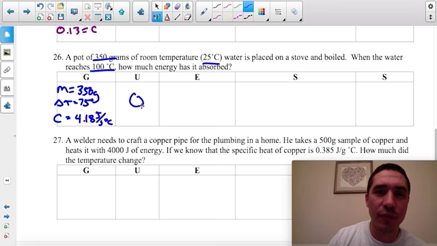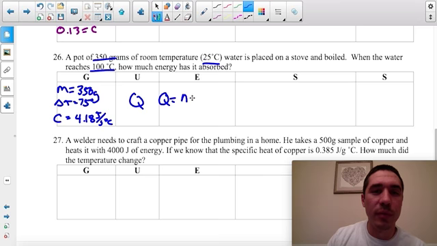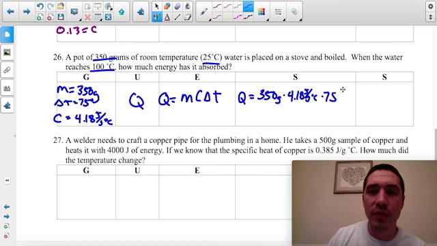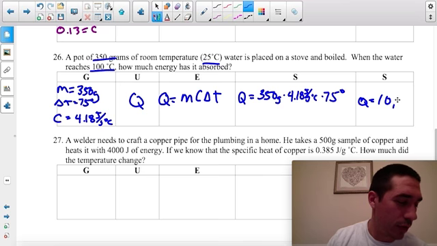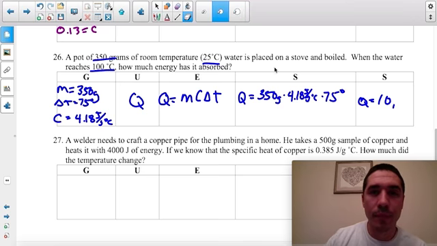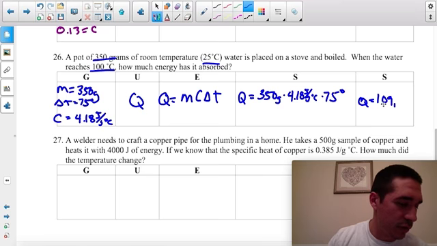And it's asking me to solve for how much energy was absorbed. So my equation, Q is equal to MC change in T. So Q is 350 grams times 4.18 joules per gram degree Celsius times 75 degrees. This one's going to be a lot more energy, and it gives us an amount of energy that is 109,725 joules.